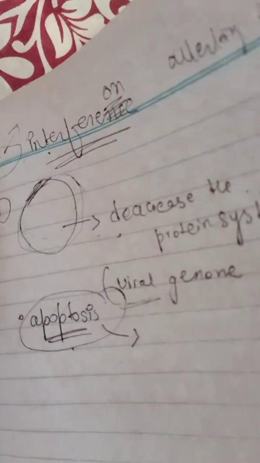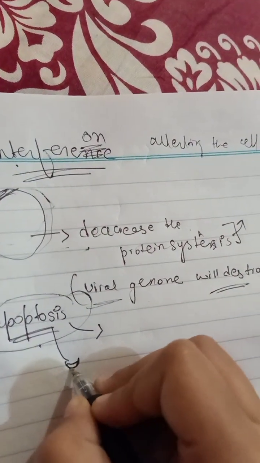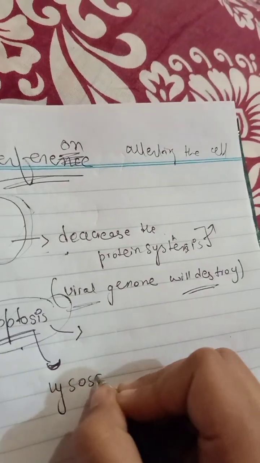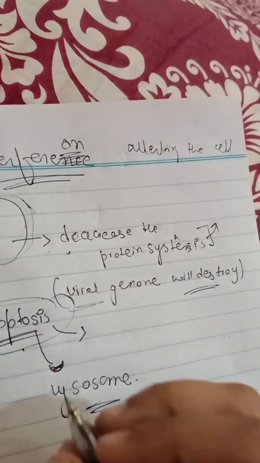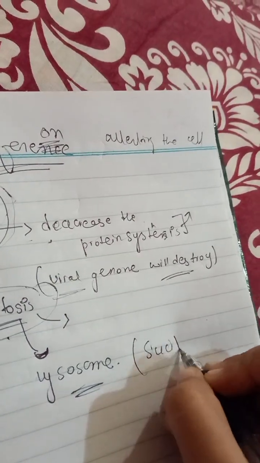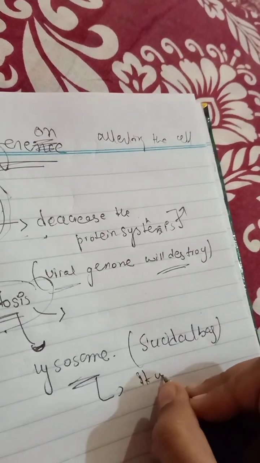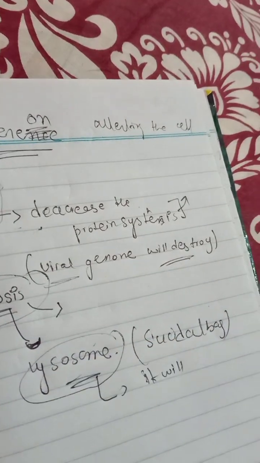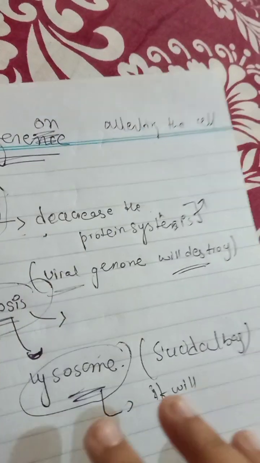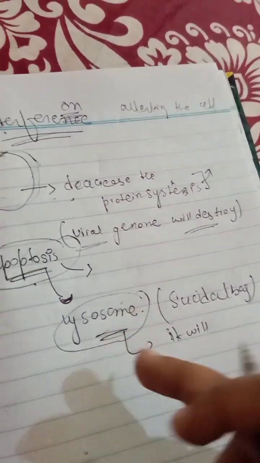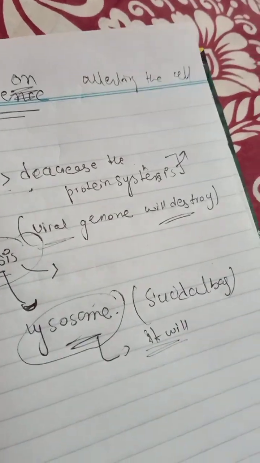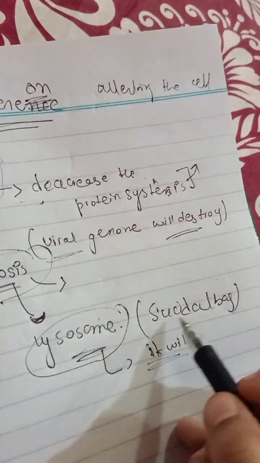And apoptosis occurs when the lysosome is there. What is the lysosome? The lysosome contains enzymes, and it is used as a suicidal bag. When it bursts, it joins with the pathogen and forms a vesicle-like shape, and the macrophage or phagocytic cell can engulf that. So through that the pathogen will get destroyed. So this is the suicidal bag.